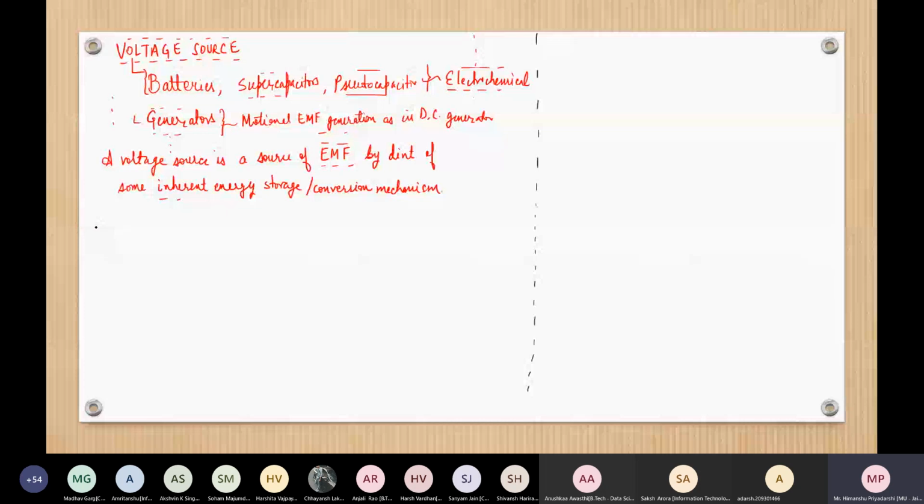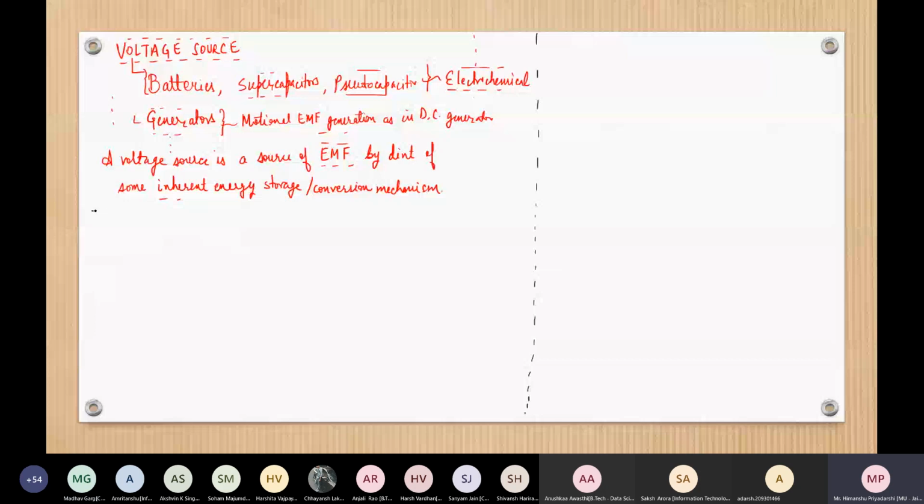Is my handwriting visible? Yes, sir. Yes, sir. Yes, sir. Yeah. Do you find any glitch in what I'm writing? If you are not able to read, please let me know. Okay.